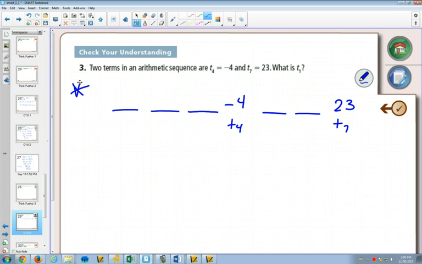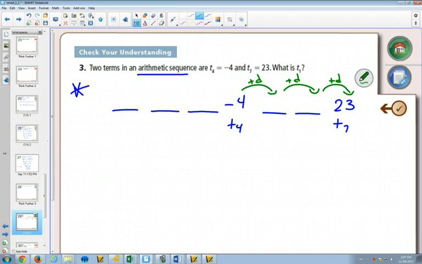And just like the strategy that you saw with the license plates, it tells us that this is an arithmetic sequence, so we know that we're going to add d 3 times to go from -4 to 23. We're going to add d once, then we're going to add d again to get to this term 6, then we're going to add d again to get to 23.